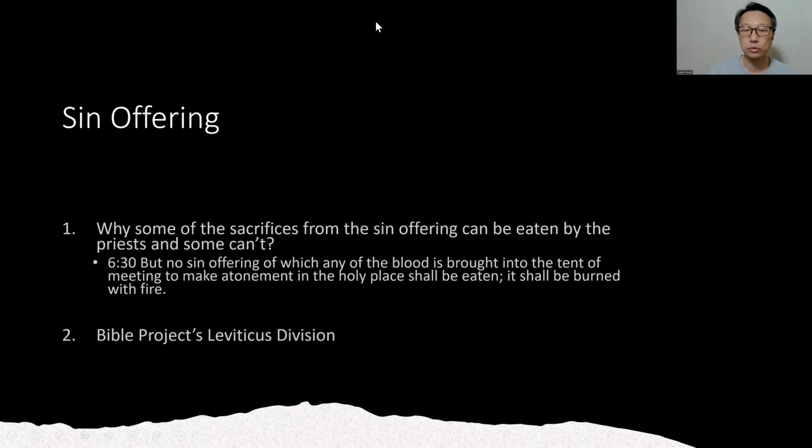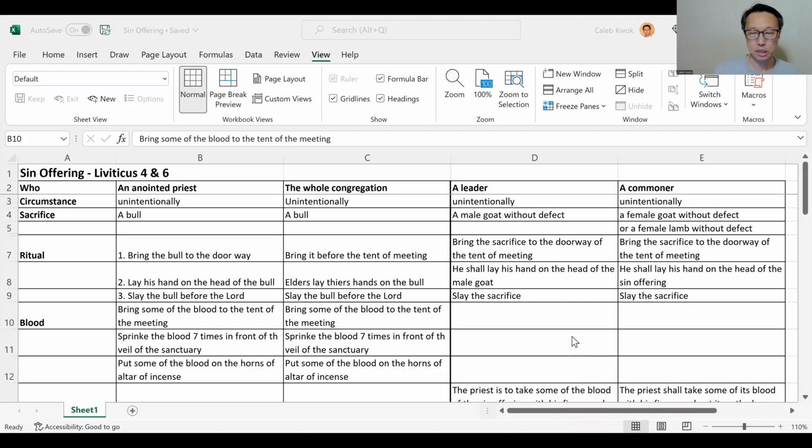Let me go to another screen so that I can go over the sacrifices with you. Now, this is a spreadsheet. I use Excel to help understand the sin offering, because sin offering is not a single offering. It involves basically 4 types of people. And I break it down into who. Okay, so who needs to make a sin offering.